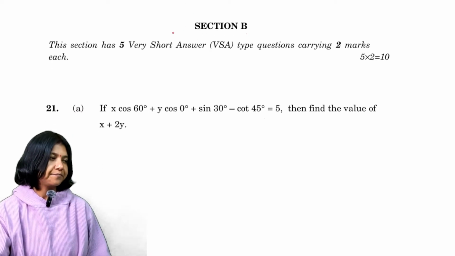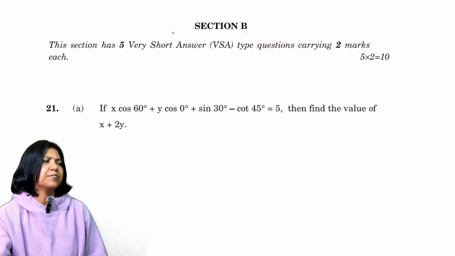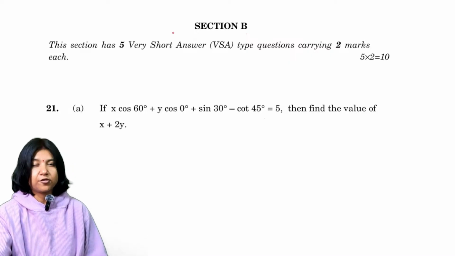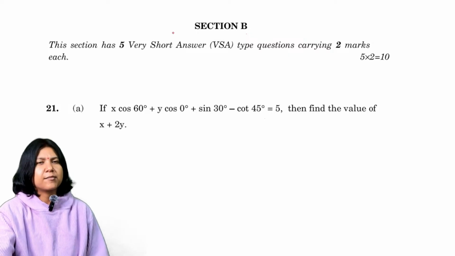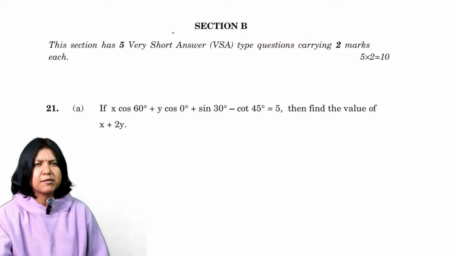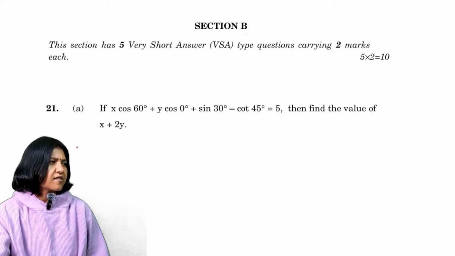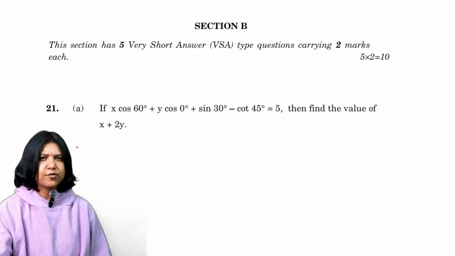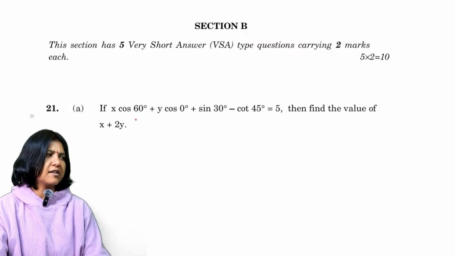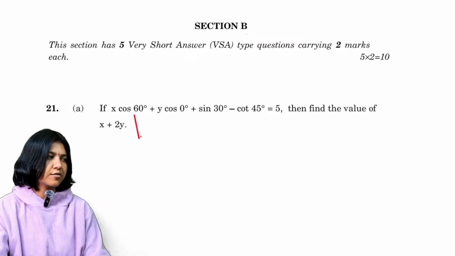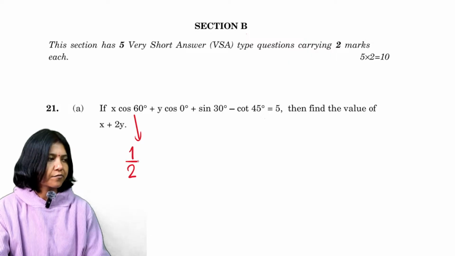Let's see. Because this question clearly talks about 60 degrees, 0 degrees and 30 degrees, it is worth remembering the values. I mean, if you're studying trigonometry, then you should remember the values. So I believe that you know the values already. x cos 60, that is what they have given me, and cos 60, I showed it to you already, is equal to half. So half multiplied with x gives me half x.